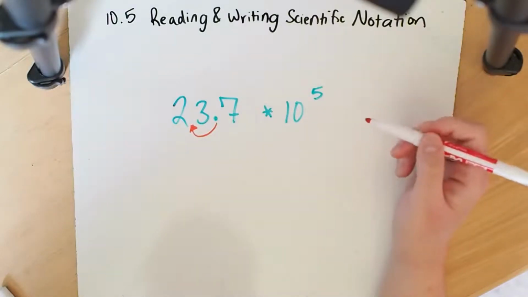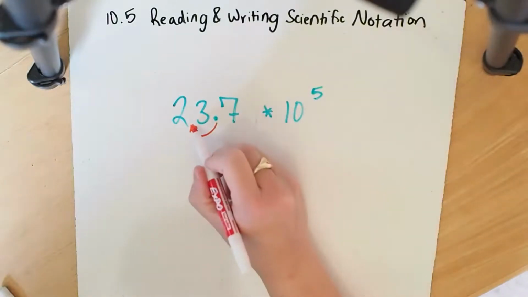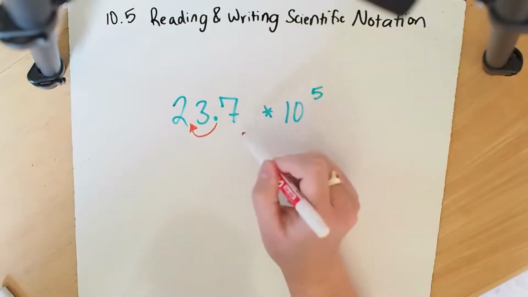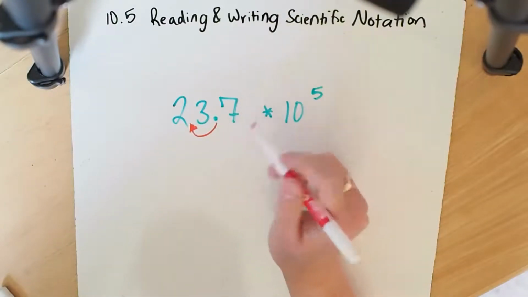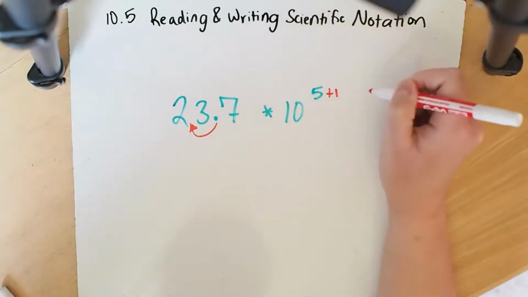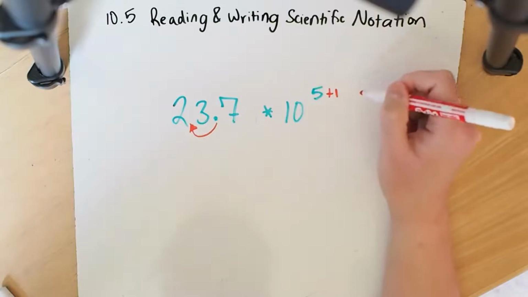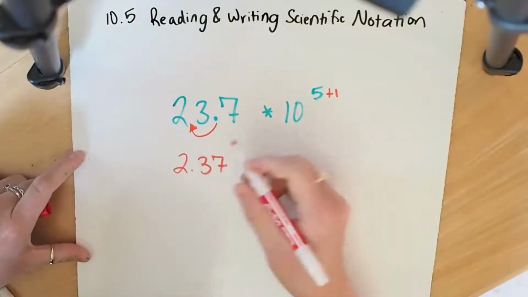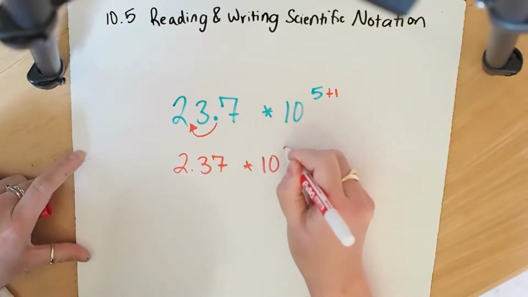Remembering from just a couple of minutes ago, I know that if I'm moving it to the left, I'm making it technically smaller. I'm making the number 23.7 into the number 2.37, which means that if I'm moving it to the left, I'm going to add 1 to the exponent, so then when I multiply it, it goes back to being the proper number. So I'll get 2.37 times 10 to the 6th.